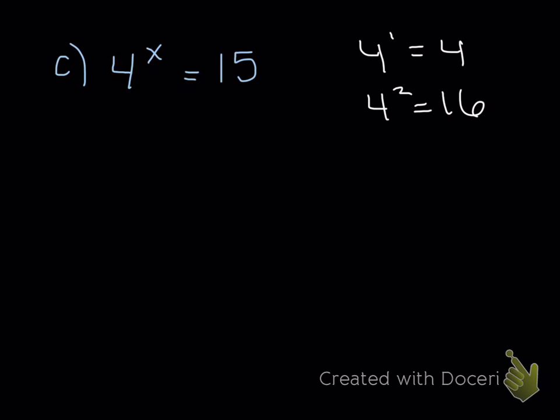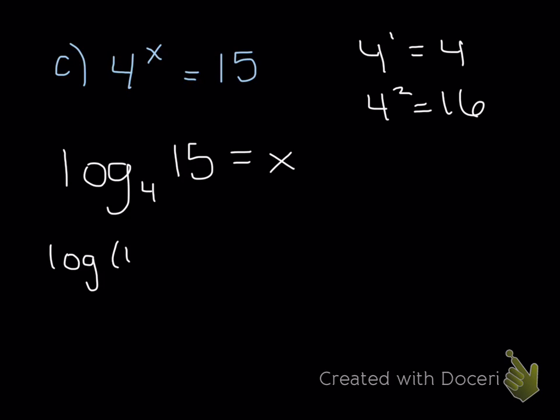So for a problem like this, I'm going to put this problem into log form. So I'm in exponential form, I'm going to put it in log form. So when I do that, I know I have log base 4 of 15 equals x. And now to type this in the calculator, we have to change our base because the base in the calculator is base 10. So the way we change the base is we would type log 15 divided by log 4.